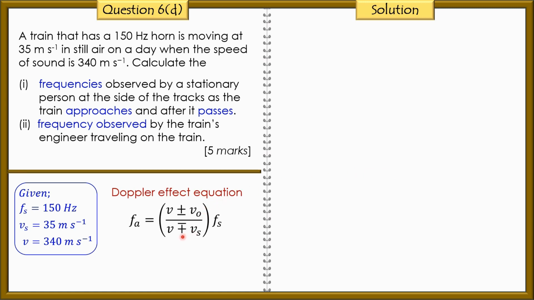Our main point is that we know the observer is stationary, so V naught is 0. Vs is the speed of the source, so 35 meter per second, and Fs is the frequency of the source. But you need to identify the plus minus sign. To identify the plus minus sign, we will use the concept of OS. OS means that S is source, O is observer. If the source is moving to the stationary observer, the yellow arrow shows that we need to use the negative sign for the Vs. For the green arrow, if the observer is moving to the stationary source, we will use positive. So in this case, we will choose the negative sign for the Vs.